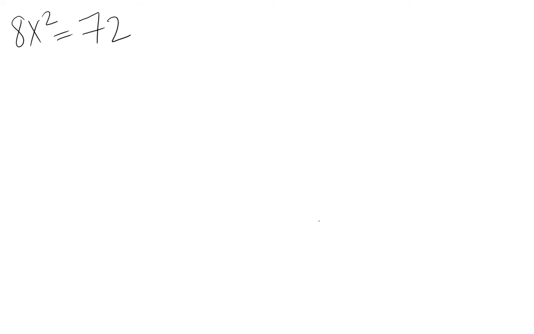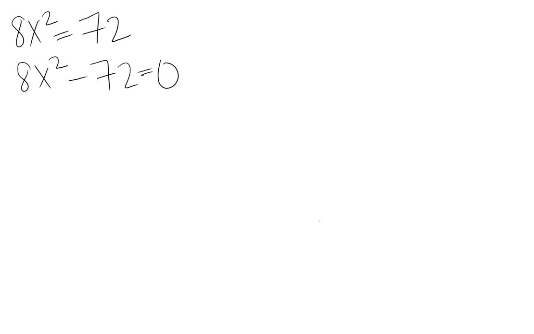All right, so on this next example, step 1 and 2, again, are always the same. So for step 1, we want to move the 72 to the left-hand side. So we're going to have 8x squared minus 72 equals 0.